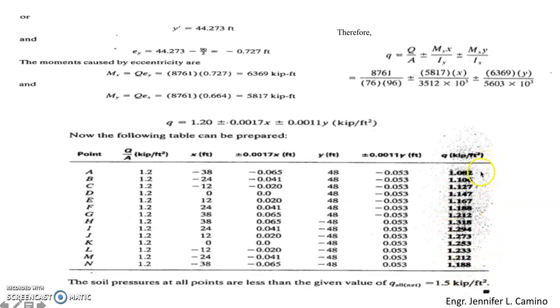And if you're going to observe all of these values, all of these soil pressures are less than the given value for the net allowable soil bearing capacity, which is 1.5 kips per square feet. So that is for this given problem.